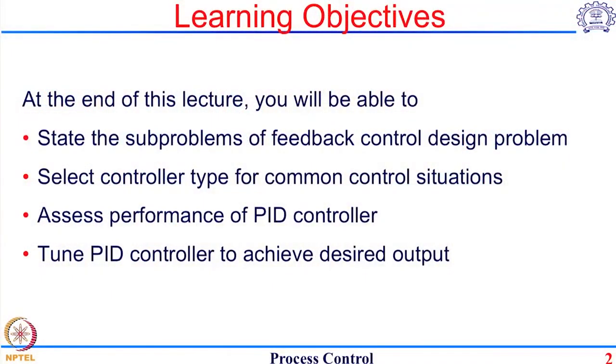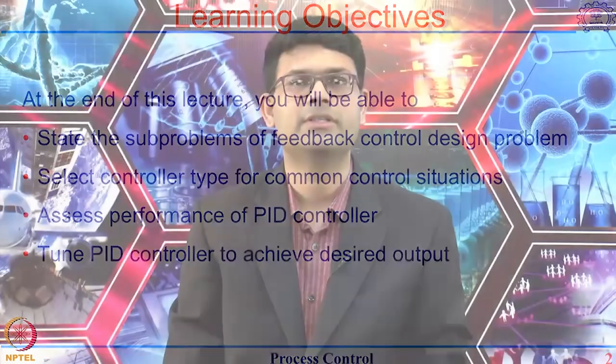Here is the list of objectives for this week, and we will see that the design of a feedback control system is done in three different steps. We'll call them sub problems, and we will tackle each of those problems this week. We have only seen PID controllers so far, so we will focus most of our analysis on the use of PID controllers. Wherever it is very customary or common to use an advanced controller, I will make some remarks about that. So let us get started.